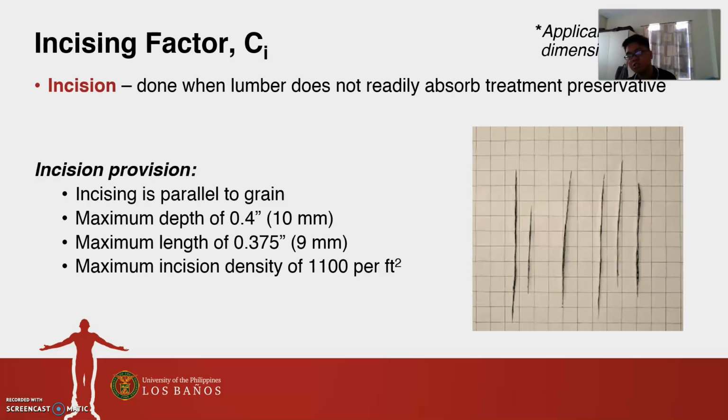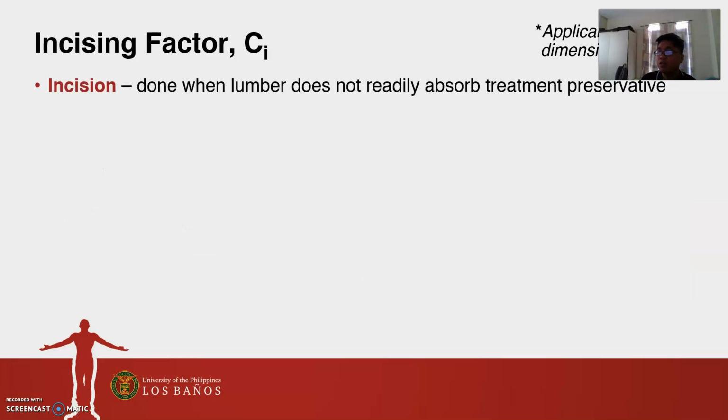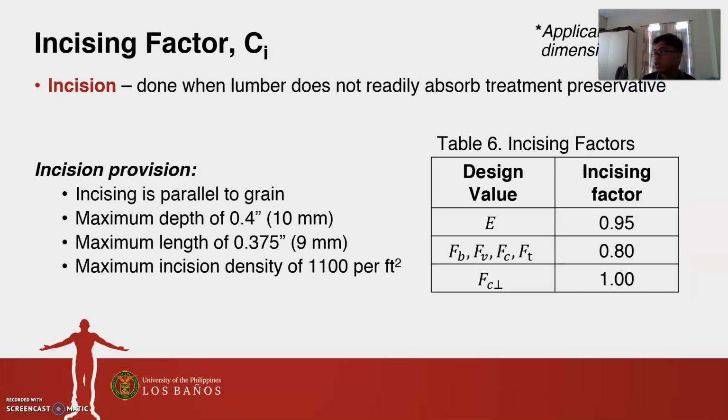Next is the incising factor. This is done when lumber does not readily absorb preservative treatment. And you have to satisfy all of these provisions. Incising does not actually strengthen the member, but actually preserves the member. So if you don't satisfy these provisions, then we cannot use the member. CI will be according to this table.